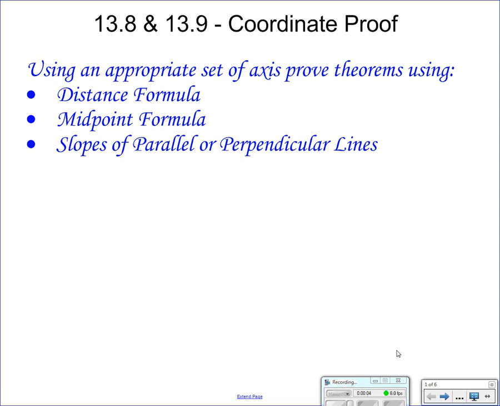Today we're going to be talking about coordinate proofs. And don't freak out just because of the word proofs. What you're doing with coordinate proofs is you are using a set of axes to prove theorems by using the distance formula, midpoint formula, and the slopes of lines that are parallel and perpendicular. So you're going to use all of the algebra that we've been learning through the chapter to prove certain theorems that we already know are true, just now we can use algebra to prove them.